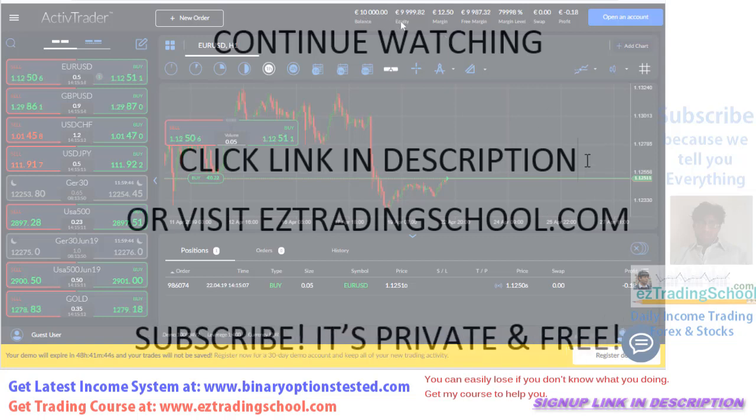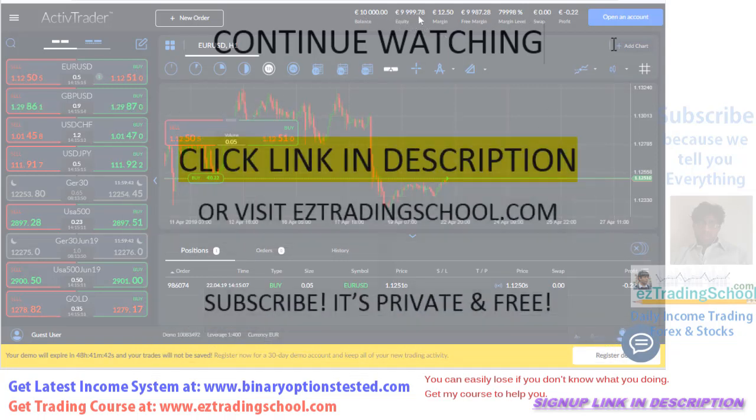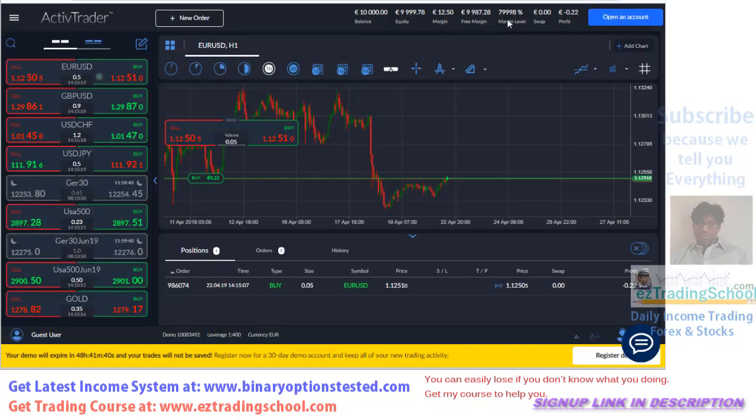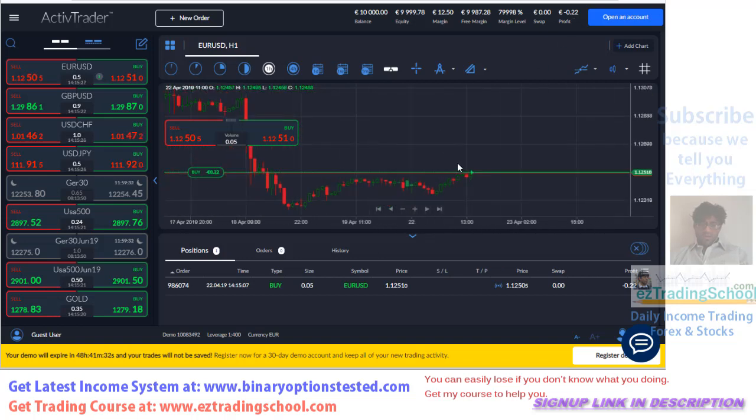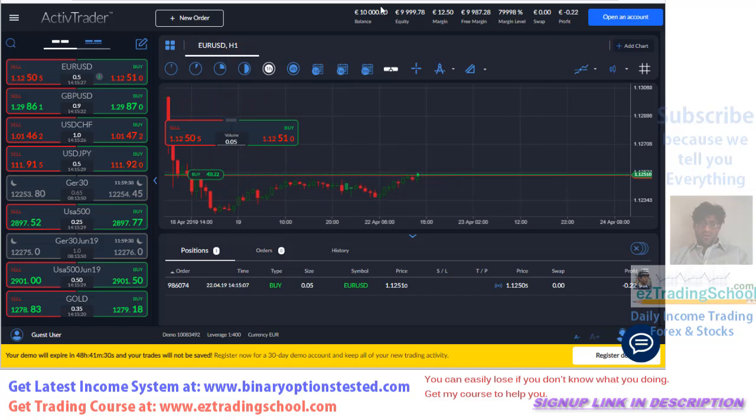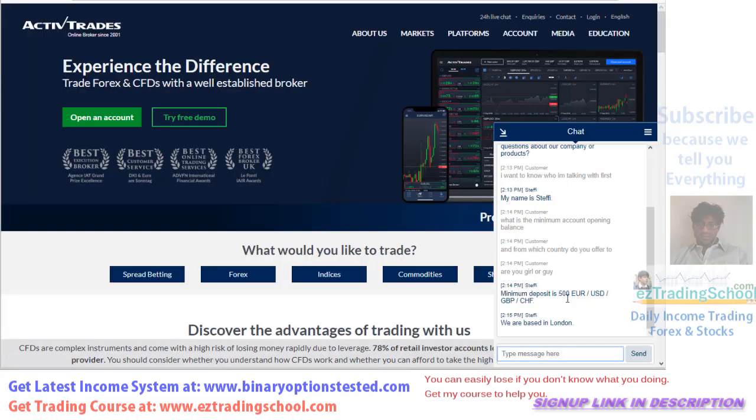You can see the balances here. Equity has gone down. Margin open. There's a profit of minus 0.22. I just have to wait. I did a buy position. Let's see in 5 minutes if I can change this to profit.